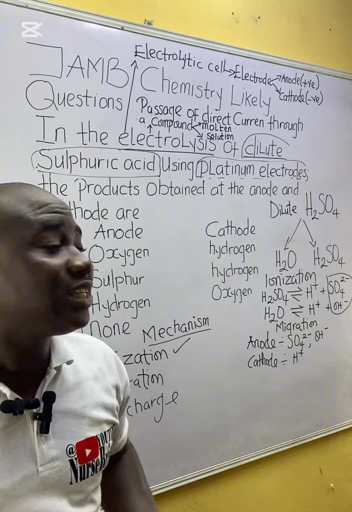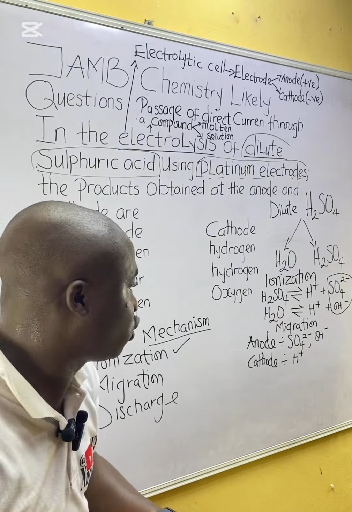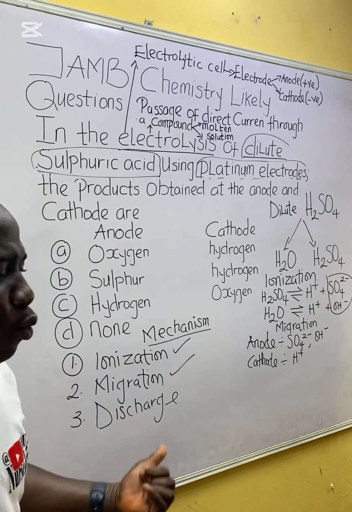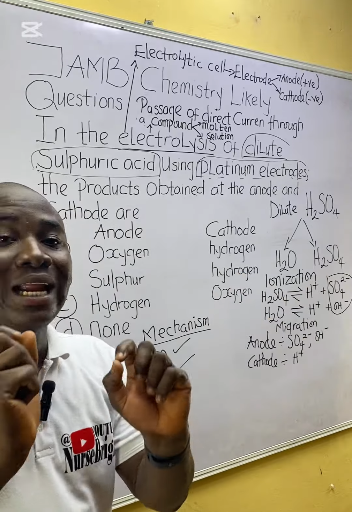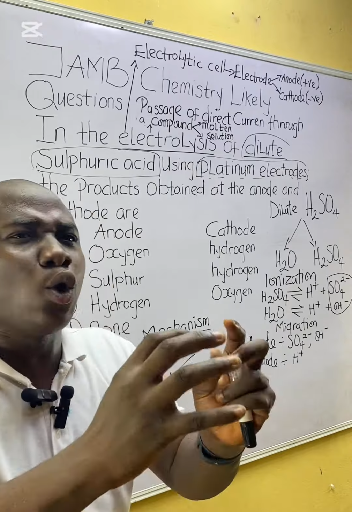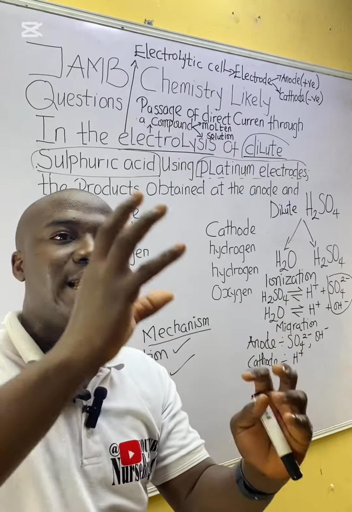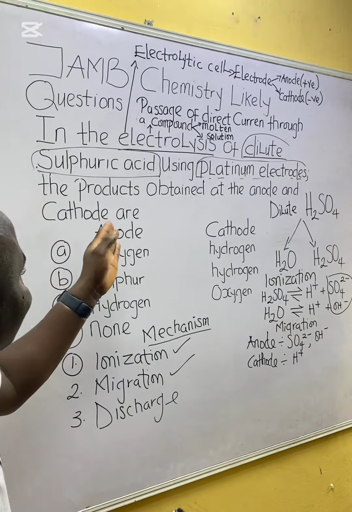Now, there are some cases, most cases, where they are different. I'm still going to explain that as we progress in solving the question, because we are not done with the mechanism. What's the last? Discharge. Let us now discharge. Let us now know which of the ions we've picked will be preferentially discharged, to then write out the equation for that particular ion that was discharged, so as to get our answer.